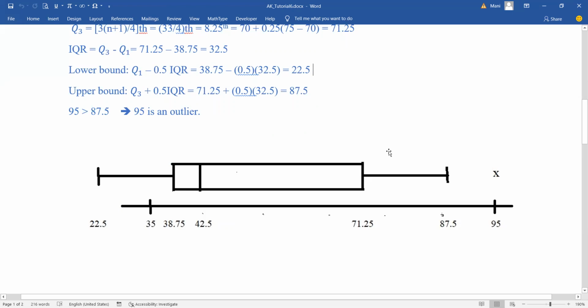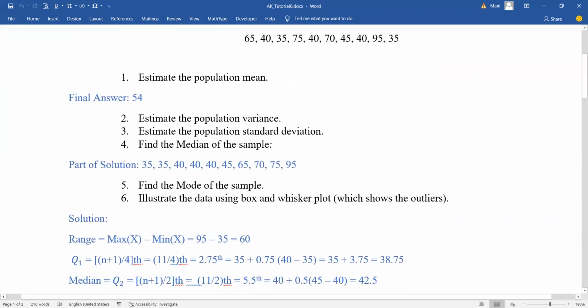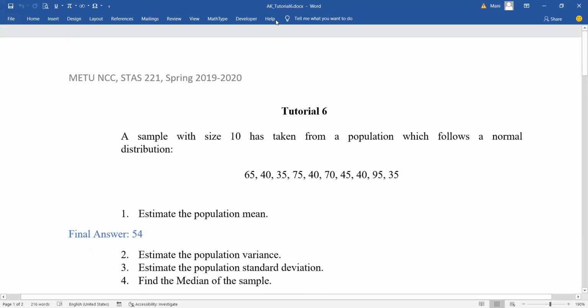Okay, guys, I hope now you are comfortable constructing box and whisker plots, and also pay attention to the first items, practice with them, try to use the correct formula, and if you have any questions about them, please let me know. See you guys.